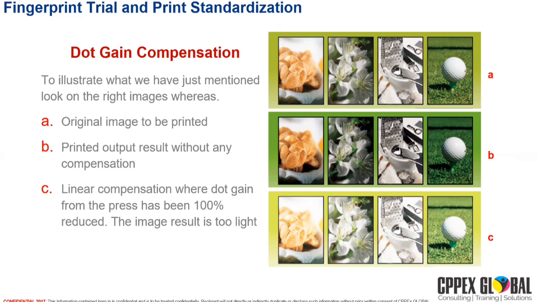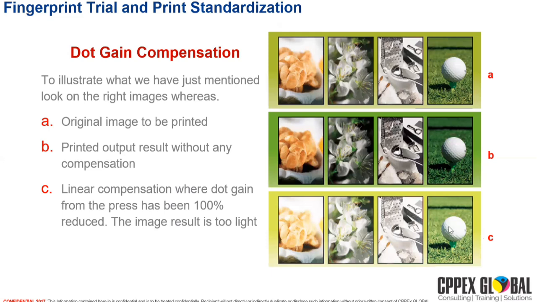So the image is too light. This is very important. If you see the C, in A is the original image to be printed, but here the printout has too much dot gain for green. If we are getting too much dot gain, it means the shade or color of the printed design is changing. So here in the linear compensation, the dot gain from the press has been 100% reduced. If you are reducing dot gain, then you will get the right color.